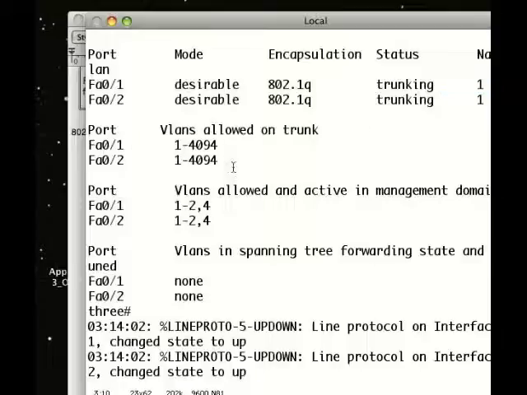All VLANs are allowed on the trunk, and the VLANs that are allowed and active in the management domain are VLAN 1, 2, and 4. Oh, and guess what? VLANs in spanning tree forwarding state and not pruned: none. Guess what? I'm going through another spanning tree reconvergence here.